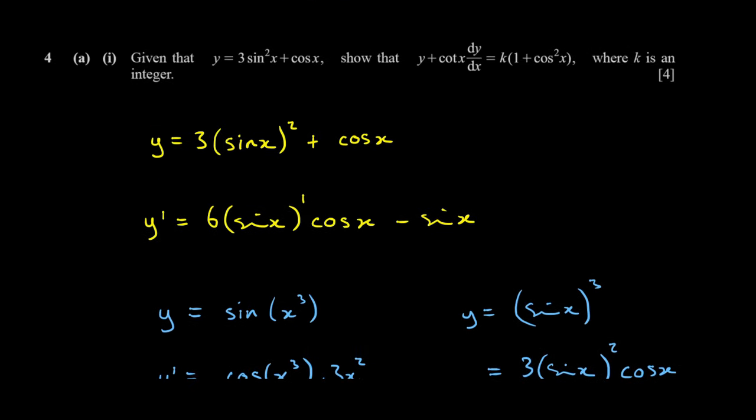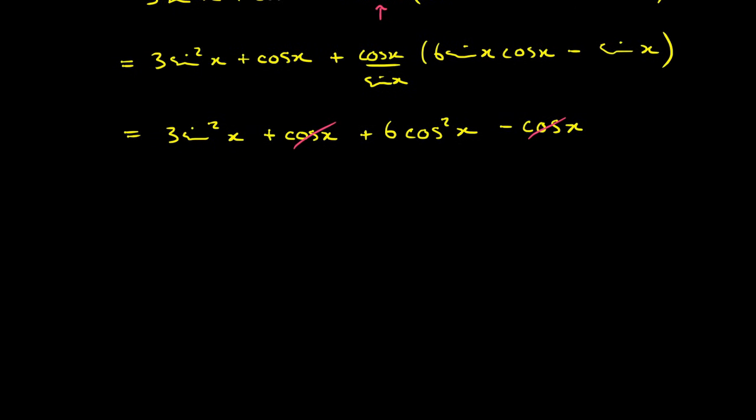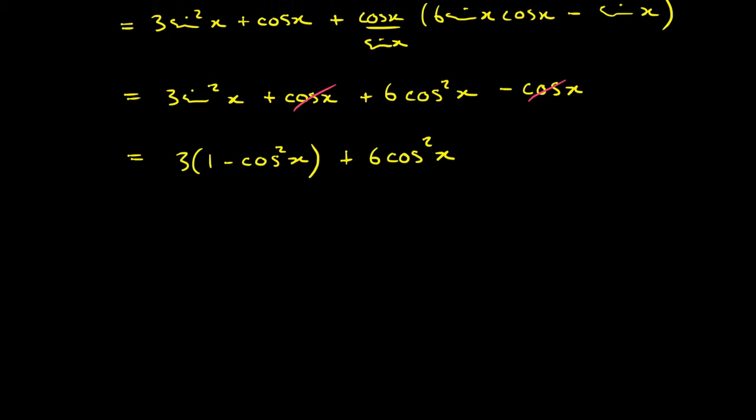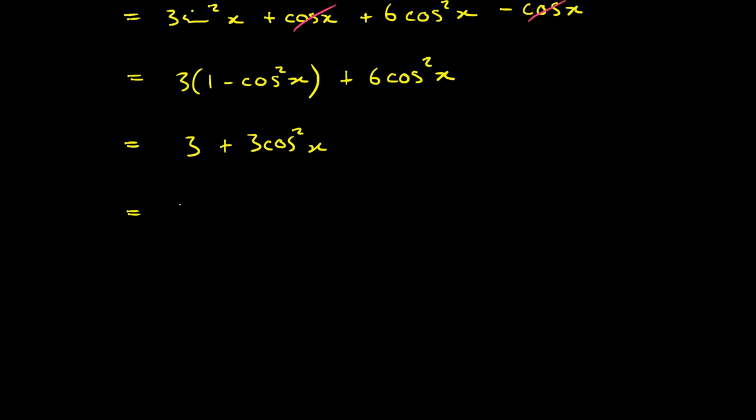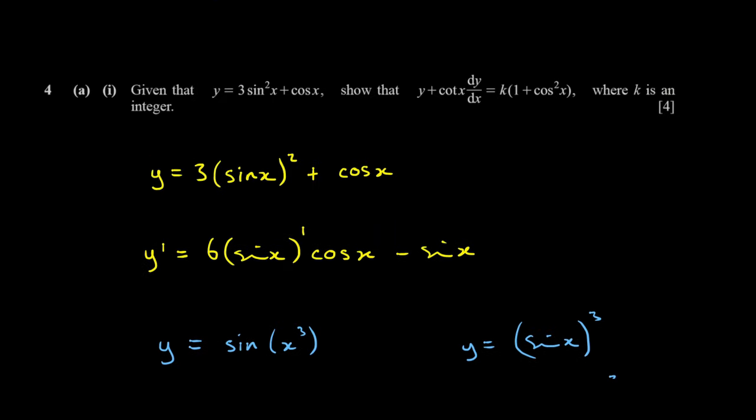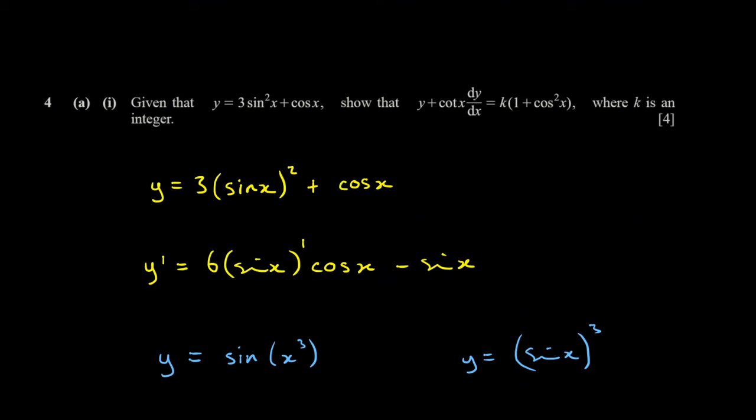Well, in the expression that I'm looking for, we've just got a cos squared. So what I can do is replace that sine squared with 1 minus cos squared. Because hopefully you should know, using your trig identities, that sine squared plus cos squared is 1. And therefore, sine squared is the same as 1 minus cos squared. So if I simplify this, I get 3 minus 3 cos squared x plus 6 cos squared x, which is plus 3 cos squared x. And so this simplifies to give 3 bracket 1 plus cos squared x. So that is the answer that we're looking for, where k is equal to 3.